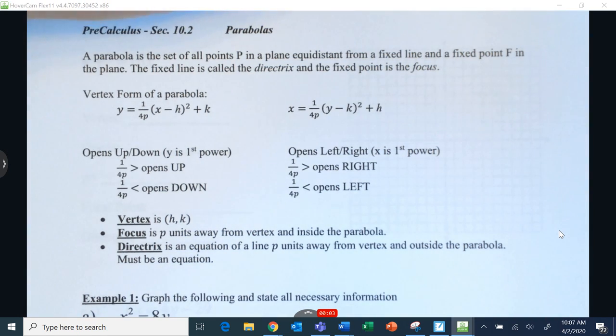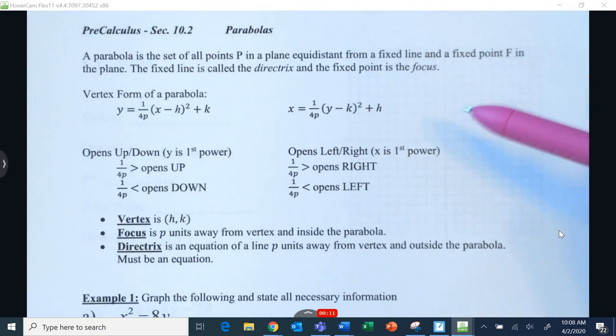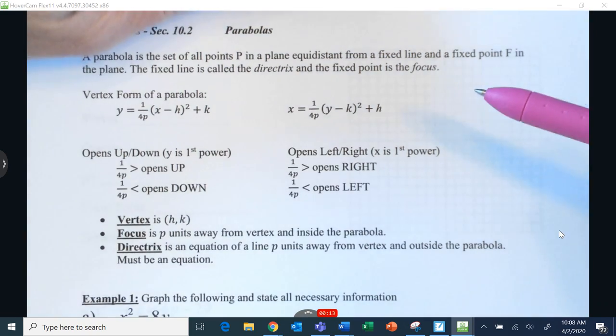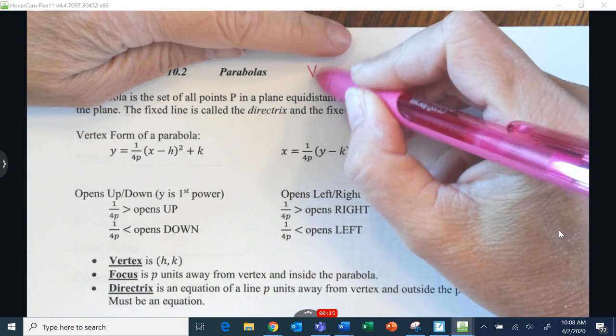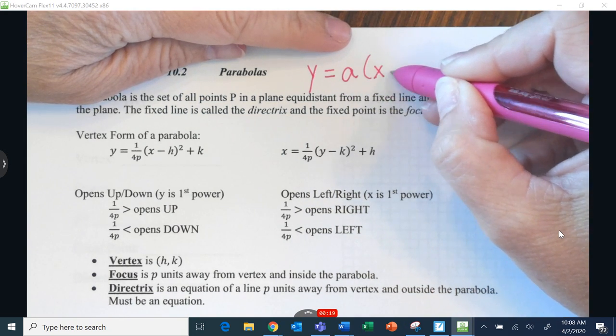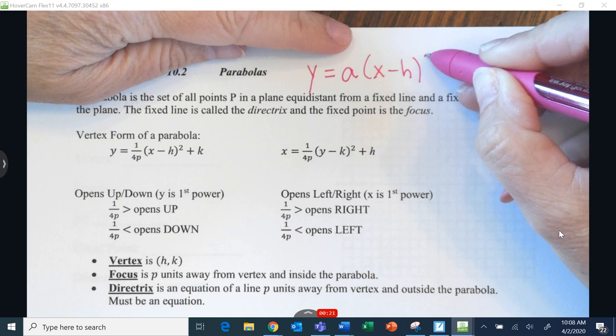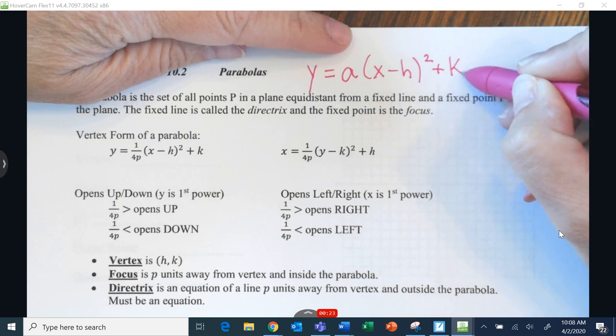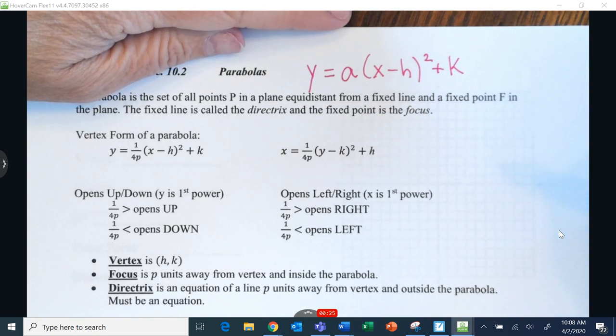All right, today we're going to learn about parabolas. These are parabolas in vertex form, and this is the form that you're going to want to use when you do your Desmos project. Vertex form looks like y equals a(x minus h) squared plus k, where (h, k) is the vertex.